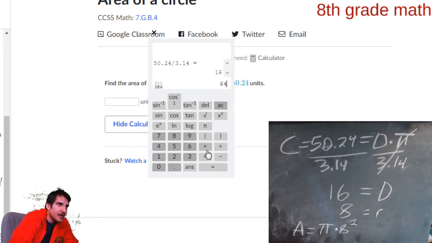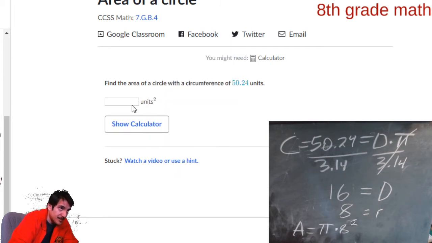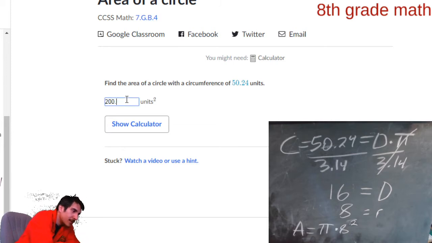64 times 3.14. 200.96 square units. 200.96. They used units squared, but I like square units. It's the same thing.